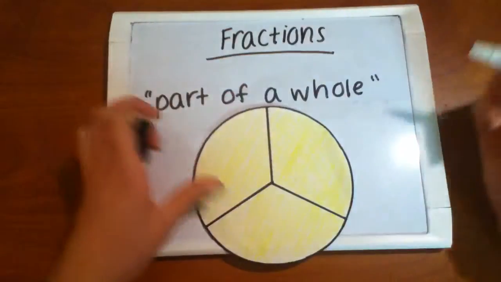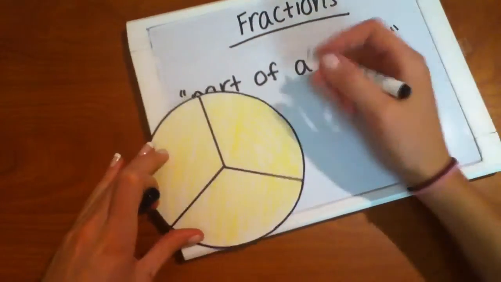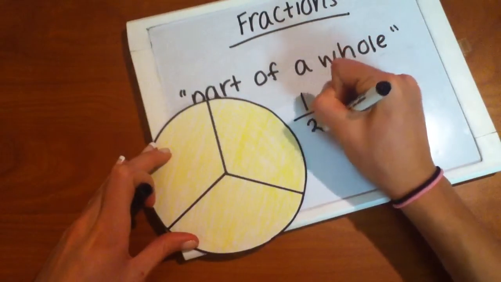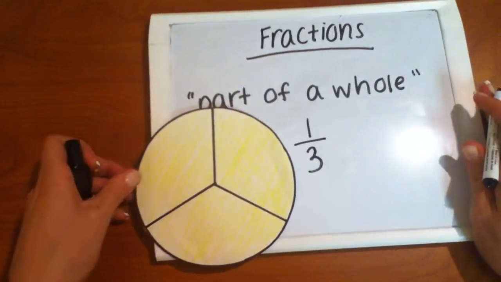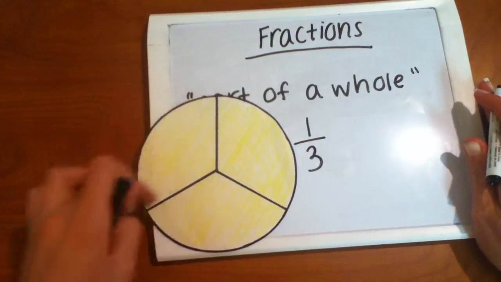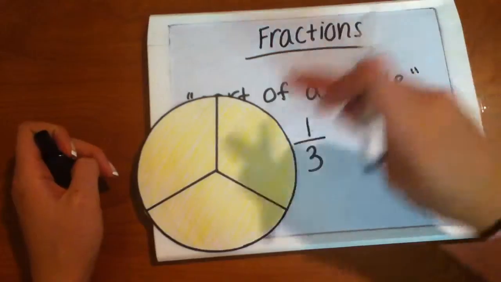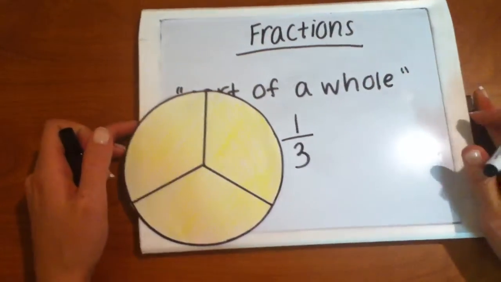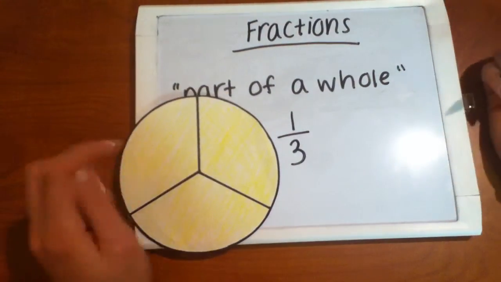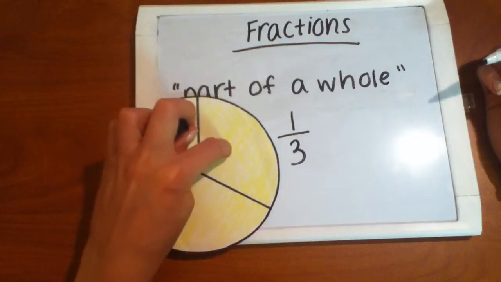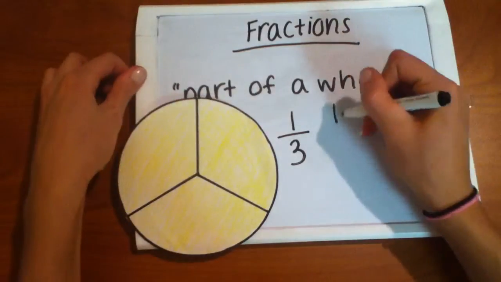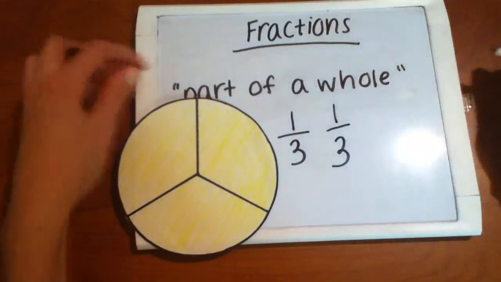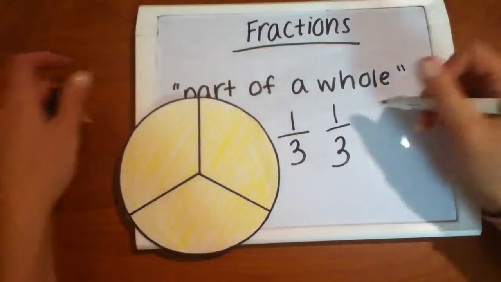So the way we would write that is 1/3. Because this small piece right here represents 1/3 of the entire whole. Now if we looked at the next piece, that is also 1/3. And then the last piece, that is also 1/3.